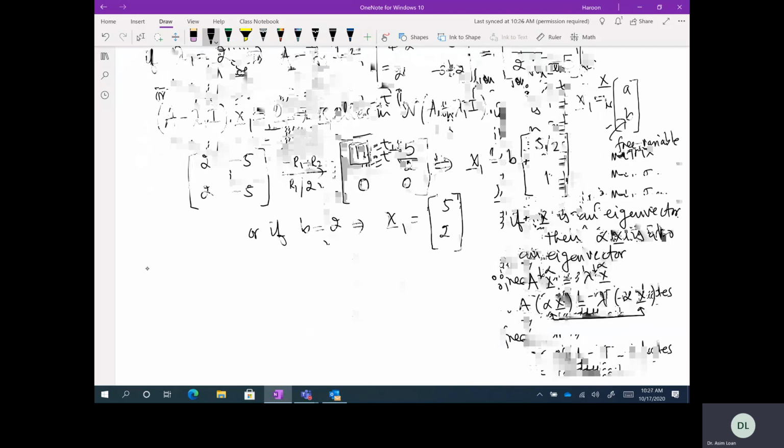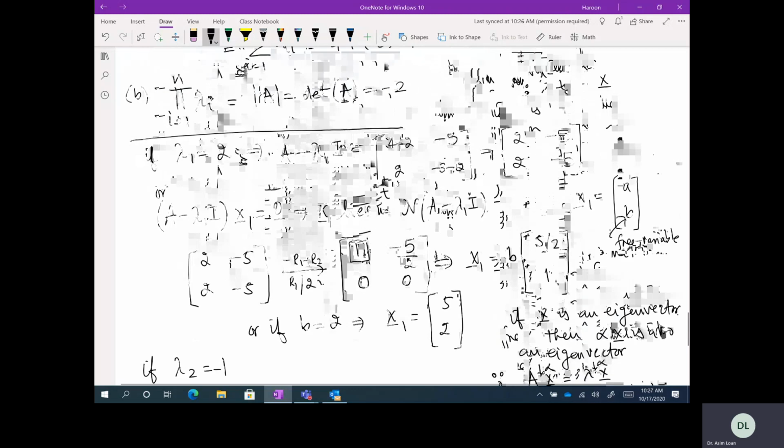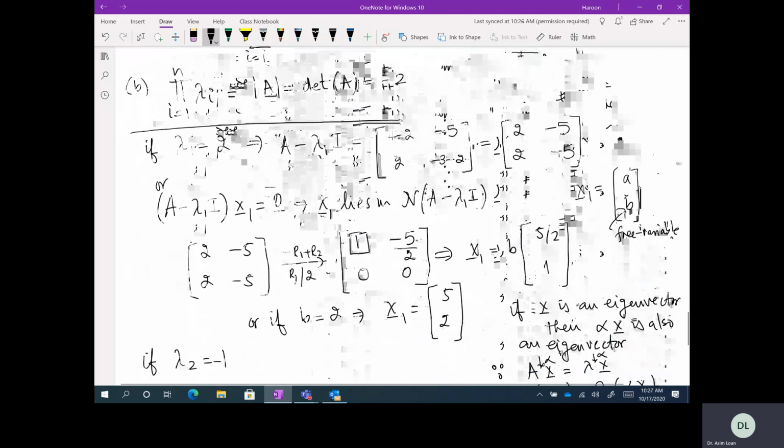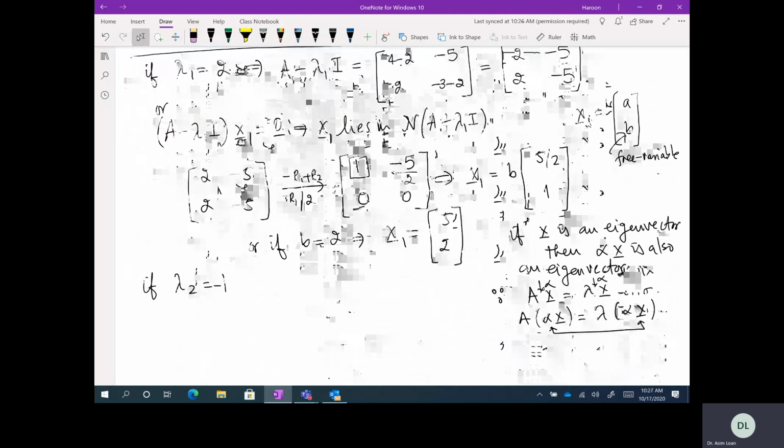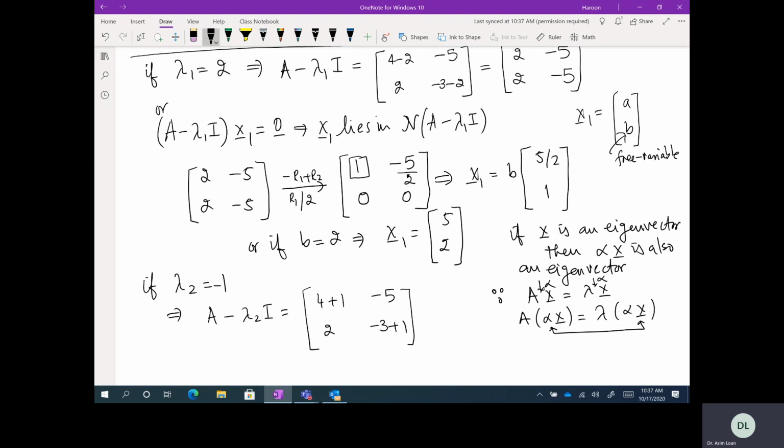Okay, so what about lambda 2? Lambda 2 is equal to minus 1. So if lambda 2 is equal to minus 1, this implies A minus lambda 2 I is simply equal to 4 plus 1, minus 5, 2, minus 3 plus 1, and this is equal to 5, minus 5, 2, and minus 2.